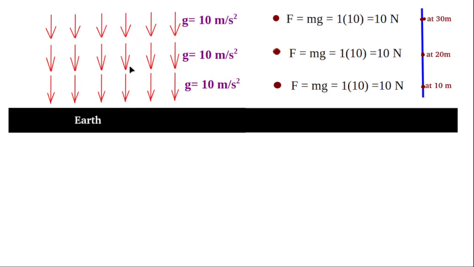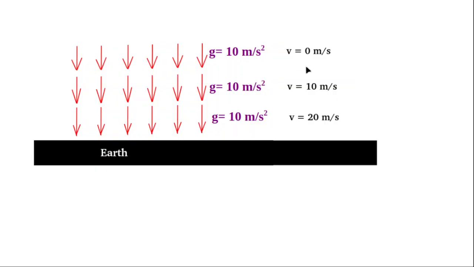See this figure. Here the earth is shown. Above the earth there is a constant gravitational field, and g is also called the gravitational field or acceleration due to gravity, and its value is 10 meters per second squared. At different heights, at 30 meters, 20 meters, 10 meters, the force F is equal to mg, which is 10 newtons. At 30 meters, acceleration is 10 meters per second squared and force is 10 newtons. At 20 meters and at 10 meters, it is the same.